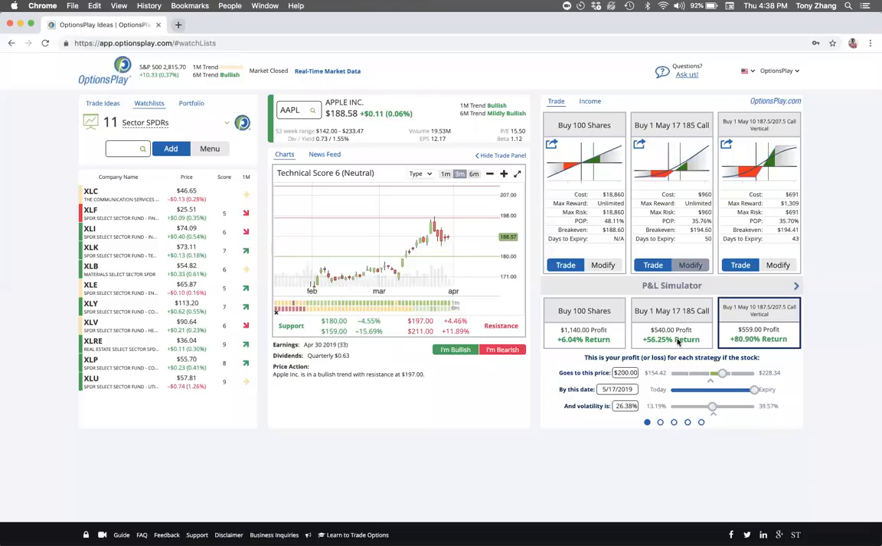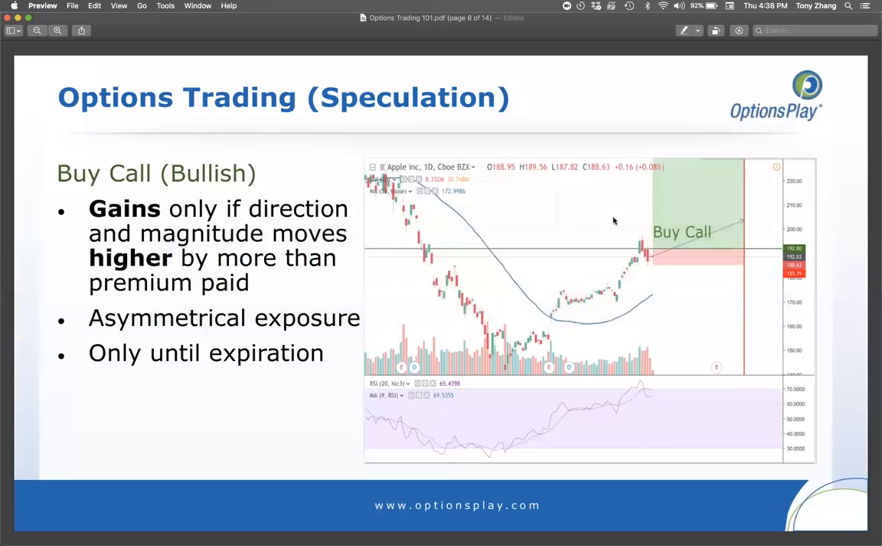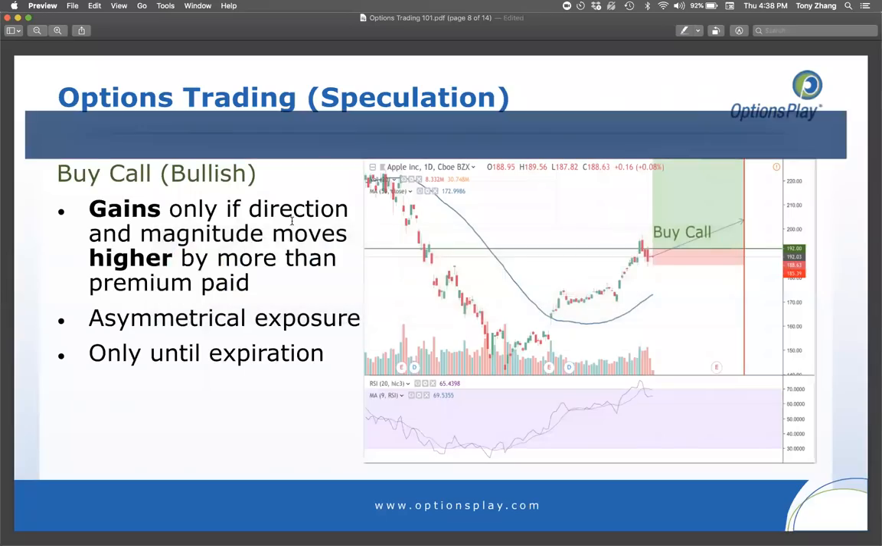And then from there, ask yourself, do I think the stock's going to make that kind of move within that amount of time? If you do, then a call option is suitable for you. If you don't, then perhaps you're better off trading the stock. So that's what I'm hoping to illustrate here by using these types of examples. So now let's go back to the PowerPoint slide.